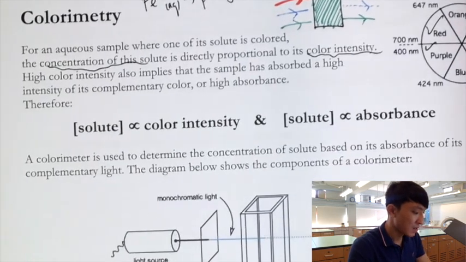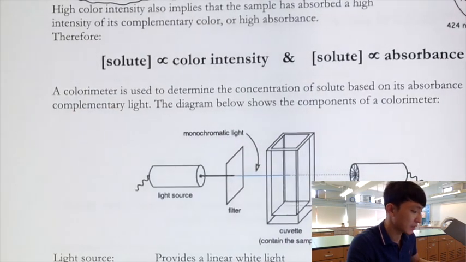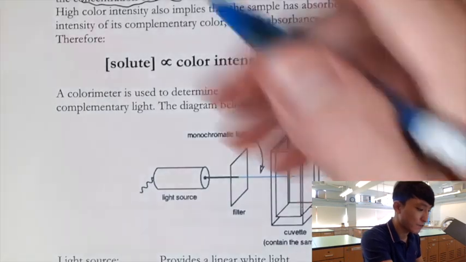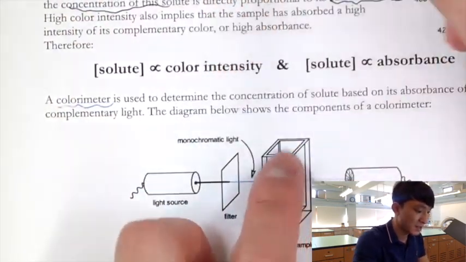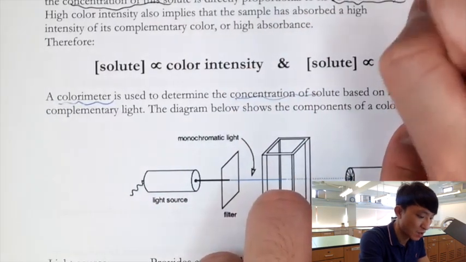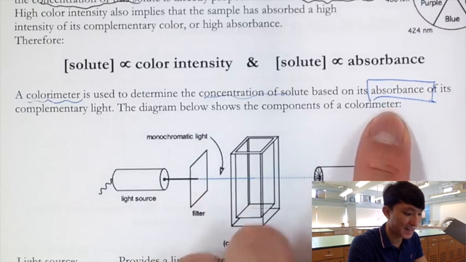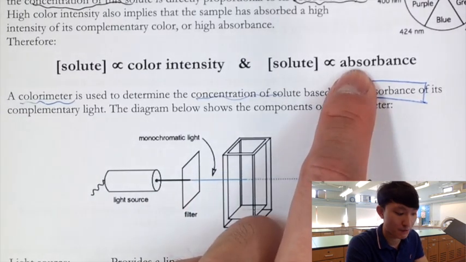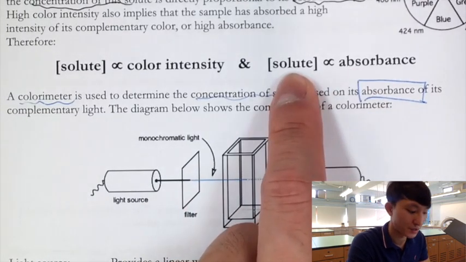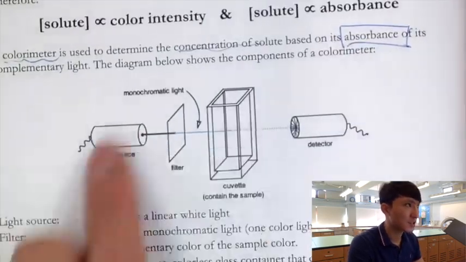Okay? Now here we are introducing something called a calorimeter. So a calorimeter is an apparatus used to determine the concentration of solute based on its absorbance. We are measuring the absorbance. Like I said, the absorbance is directly proportional to the concentration of solute, right? So we're making use of this relationship. So this is how it looks.